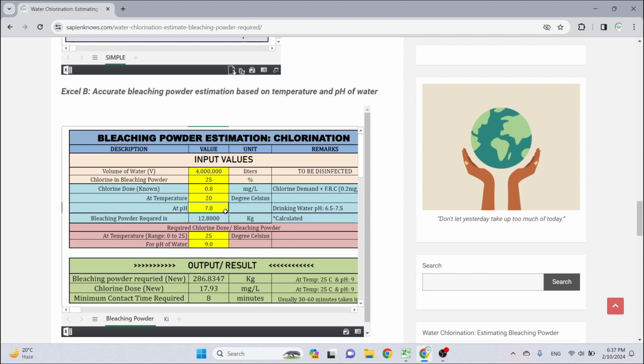If, for example, we keep the pH of water at 7, then from 286 kilograms of bleaching powder, the requirement came down to 13 kilograms only. So the pH is a very important factor for the estimation of bleaching powder.